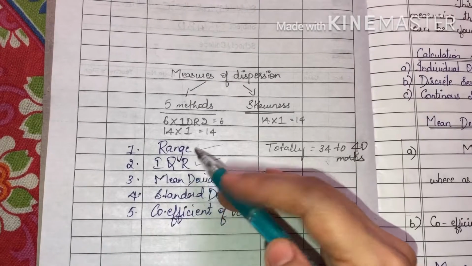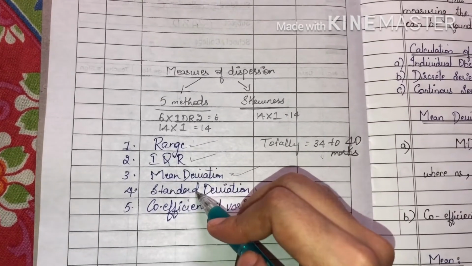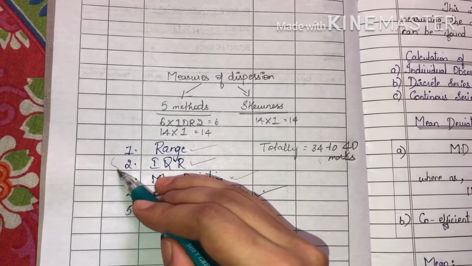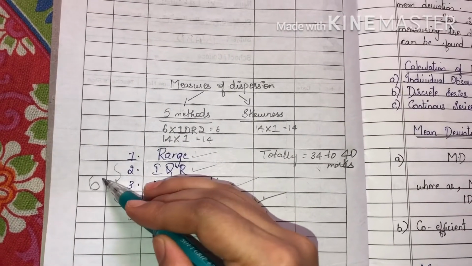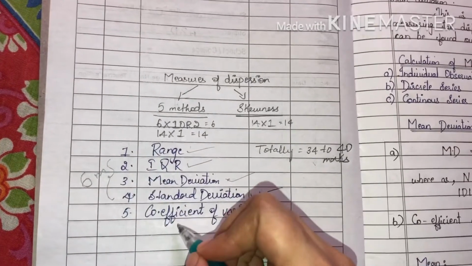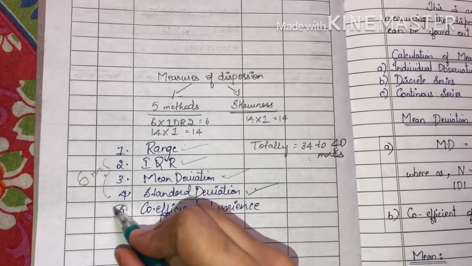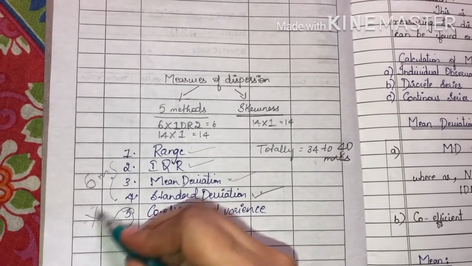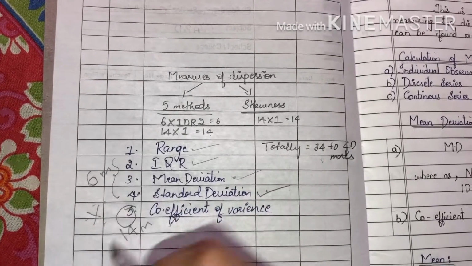Under these five methods, either IQR, mean deviation, or standard deviation, from these, any one question or two questions will be asked for 6 marks. Under the last method of dispersion, that is coefficient of variance, it is very important. For sure, one 14 marks question you will get.